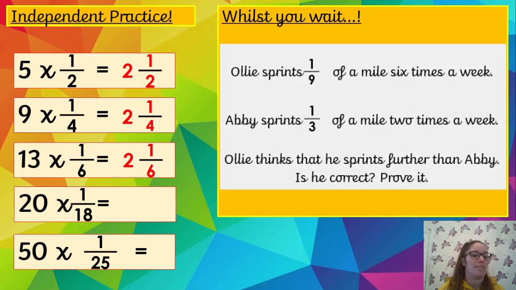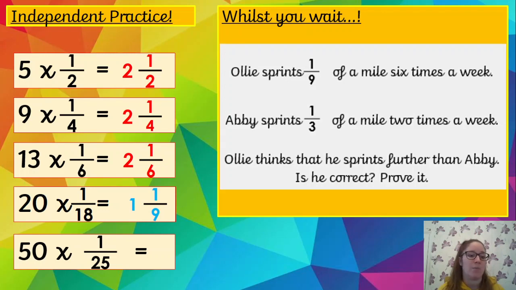We've then got 20 times 1/18, so we're going to times 20 by 1. So the whole number by the numerator to give us 20/18. Okay, we know that 18 goes into 20 once with 2 left over. Now that one can be simplified, because both of those can be divided by 2. So we would go down to 1 1/9.